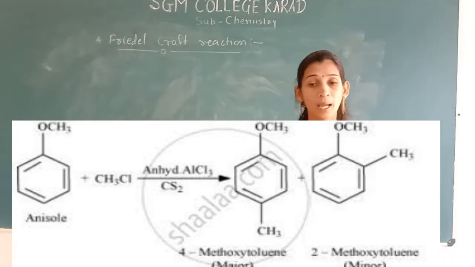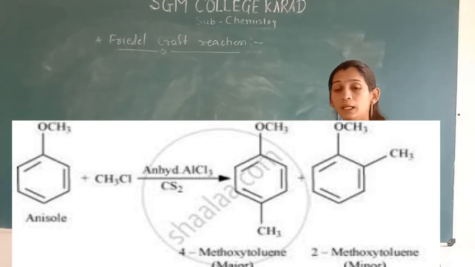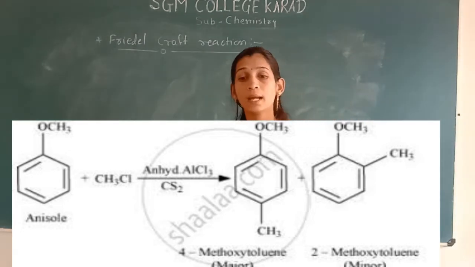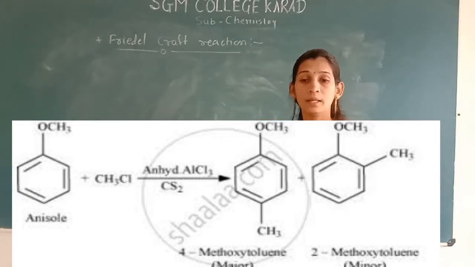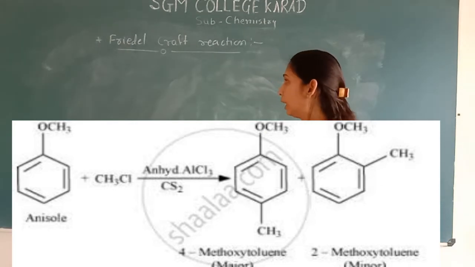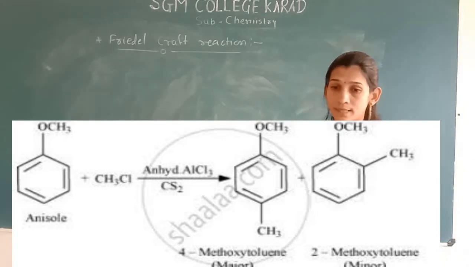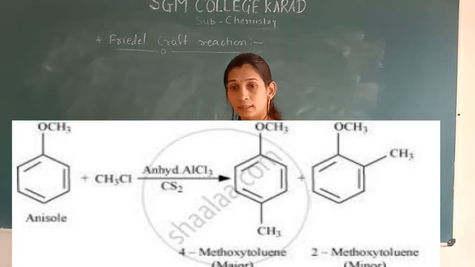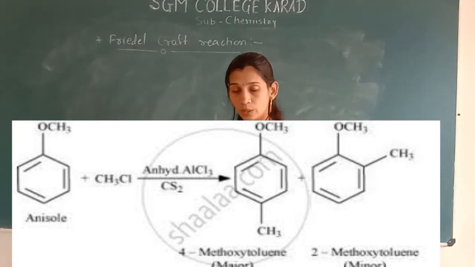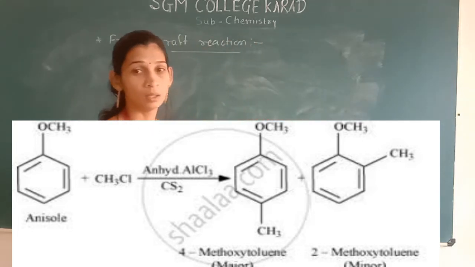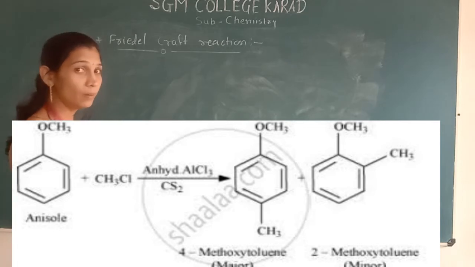First, anisole reacts with alkyl halide, and the second one is anisole reacts with acyl chloride in the presence of anhydrous aluminium trichloride, that means our Lewis acid, as a catalyst. Then we are getting the minor as well as the major product. First we are discussing the alkyl halide or alkyl chloride. Here we are taking methyl chloride.